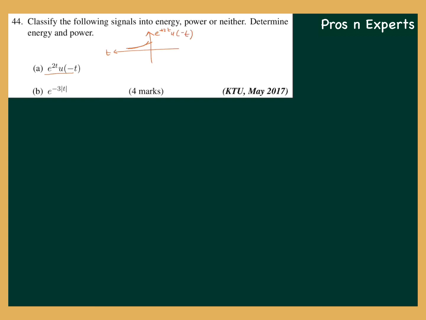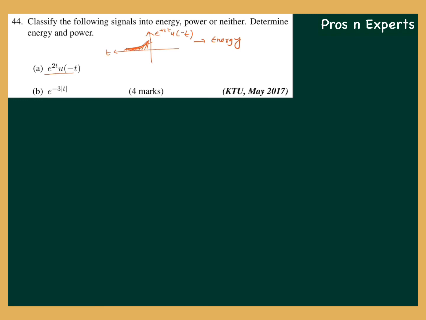And this signal is actually a decreasing exponent in the negative t-axis. So its area is converging. The signal is converging. Such signals are always energy signals. But let us see mathematically whether it is an energy signal or power signal.